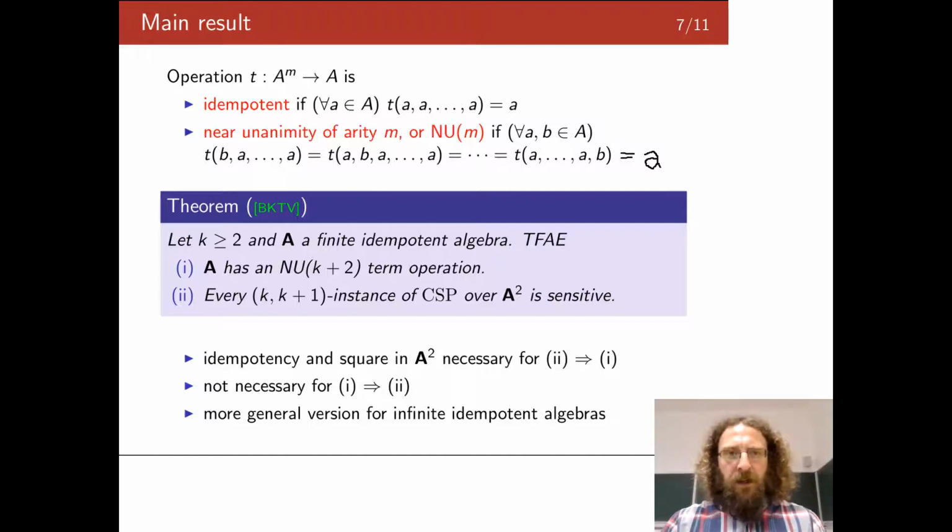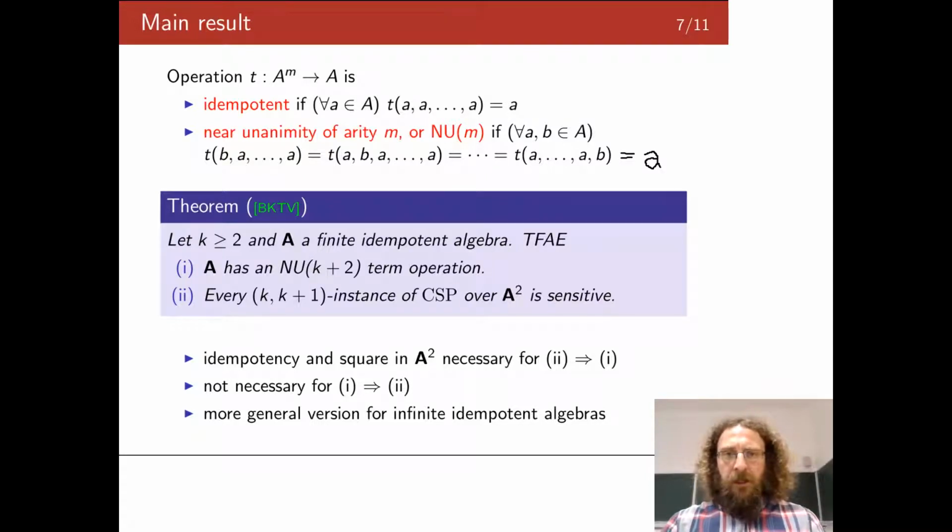Now the main result says the following. Let k be an integer and A a finite idempotent algebra. Then the following are equivalent. First, A has a near unanimity operation of arity k plus 2. Second, every k plus 1 instance of the CSP over A squared is sensitive.